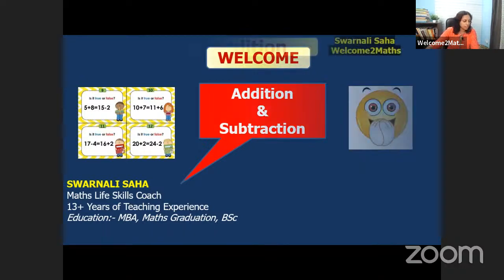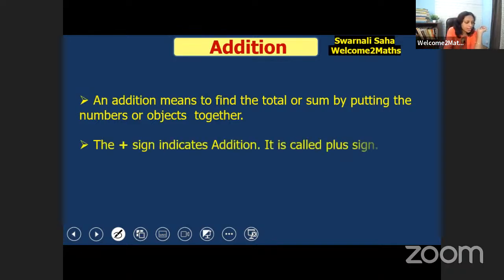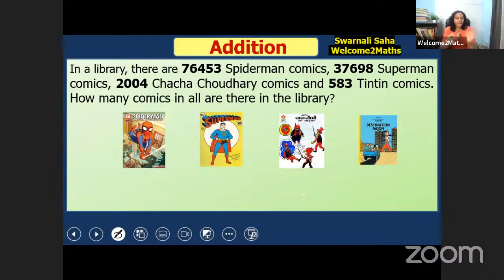So what is addition? You all know because you are in class 3. Addition means to find the total or sum by putting the numbers or objects together. This sign indicates addition and it is called the plus sign. Now, let's solve one interesting story problem from addition. Here is the story problem. Let's solve it.